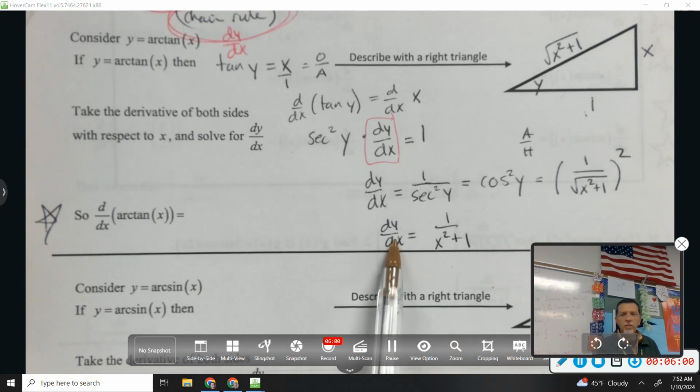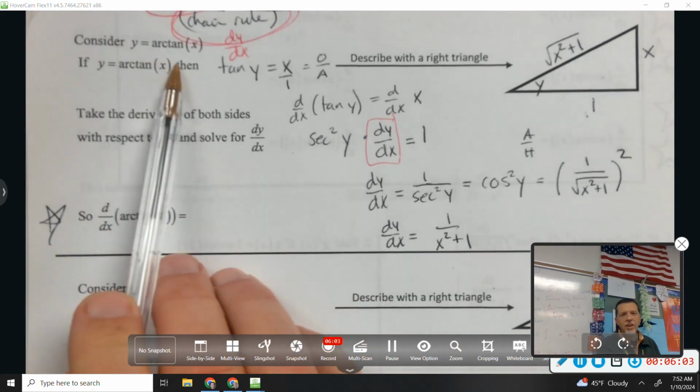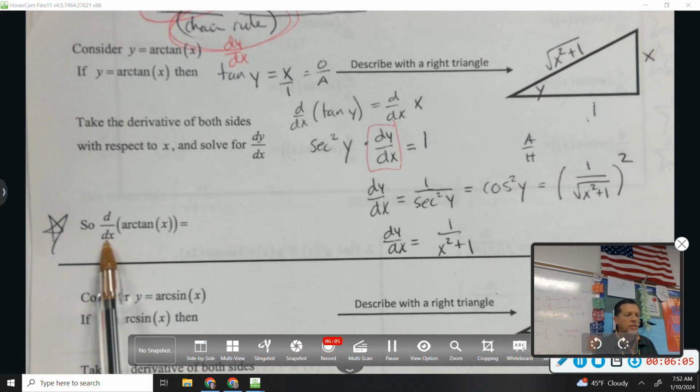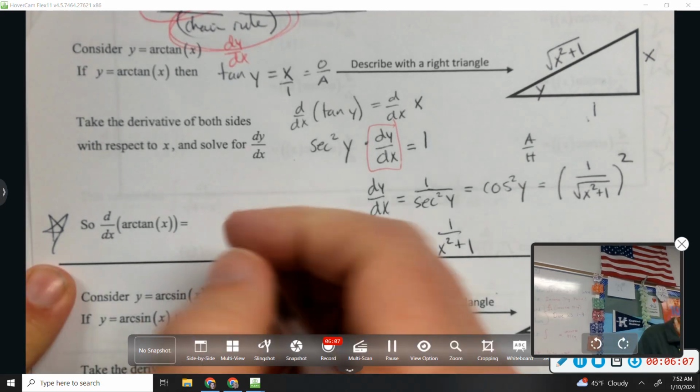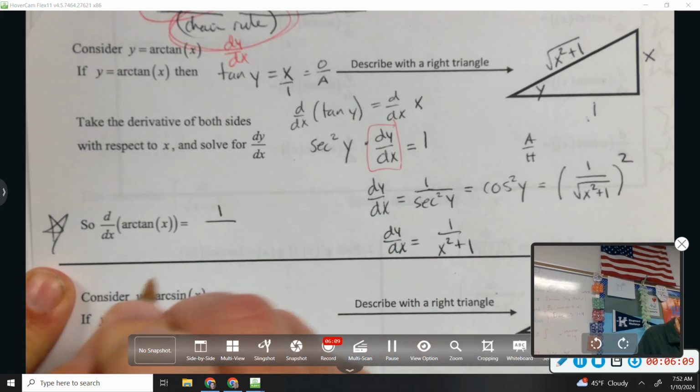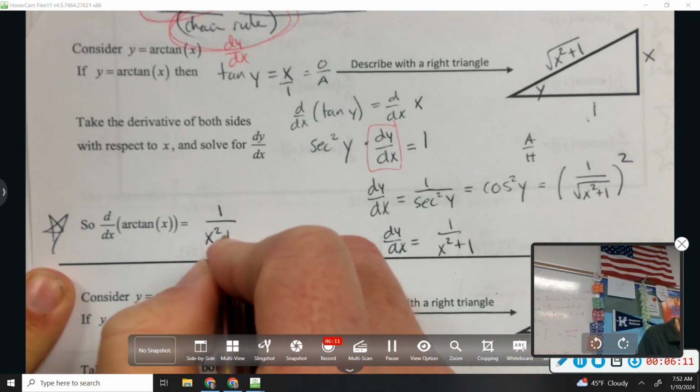Okay, let's see what we just figured out here. Y was arctangent of x, so what we just did was take the derivative of arctangent. So the derivative of arctangent is 1 over x squared plus 1.